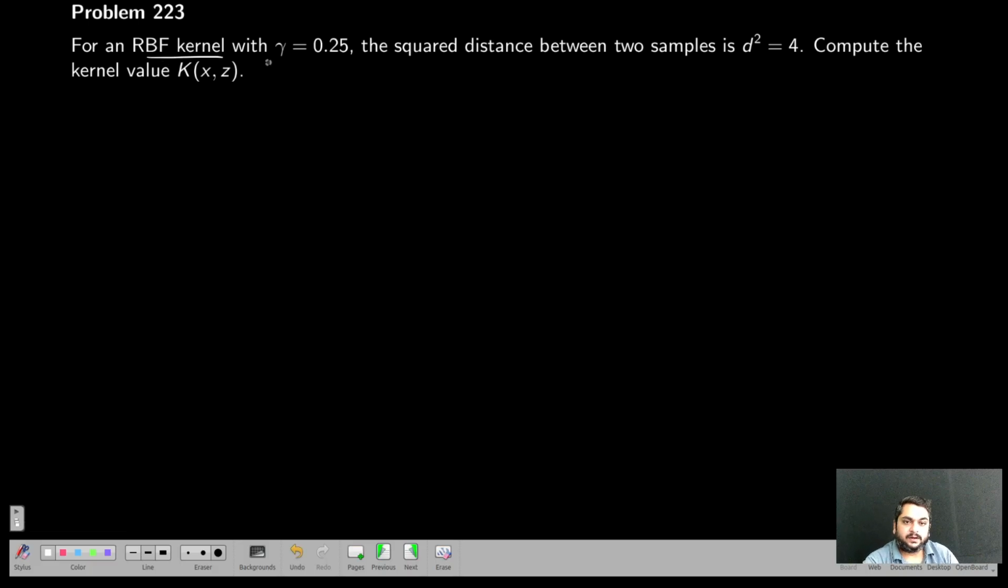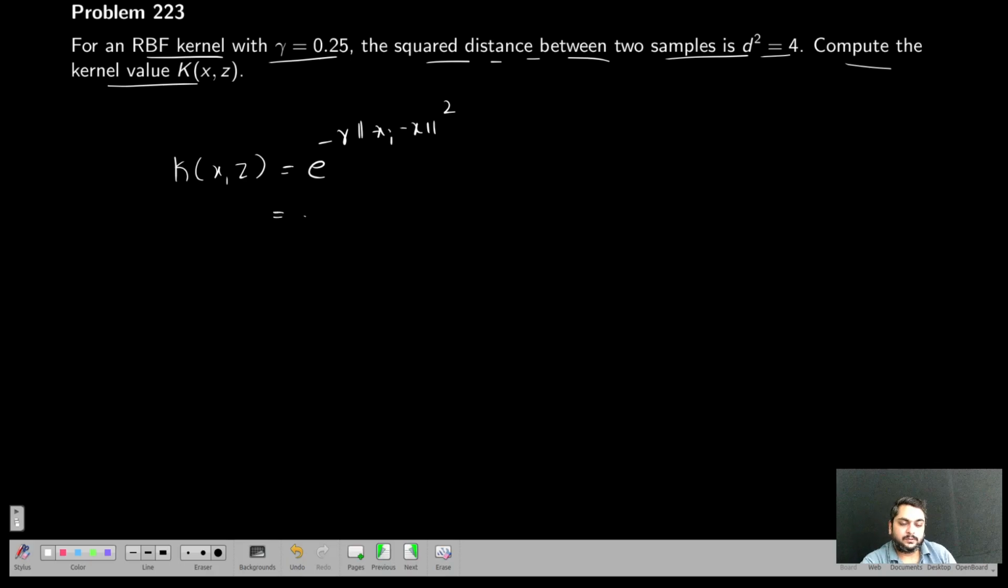For an RBF kernel with gamma equal to 0.25, the squared distance between two samples, d squared, is equal to 4. Compute the kernel value. So k(x, z) is given as e to the power minus gamma times the Euclidean distance squared, ||xi minus x||². Here gamma is 0.25, and the Euclidean distance squared, d squared, is already given as 4. So this is e to the power minus 1, or 1 by e, which is 0.3679.